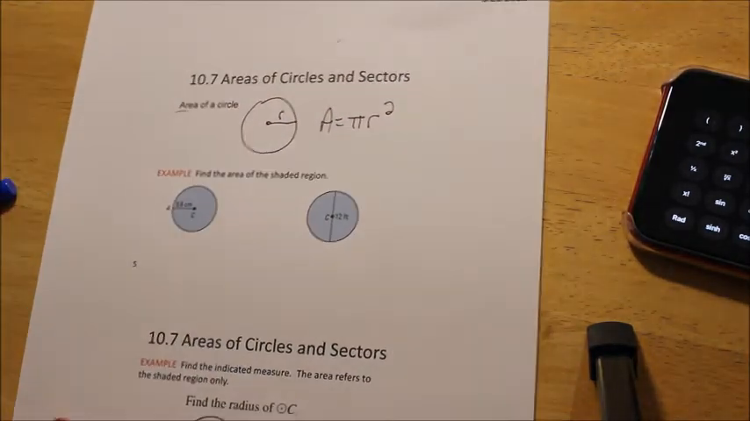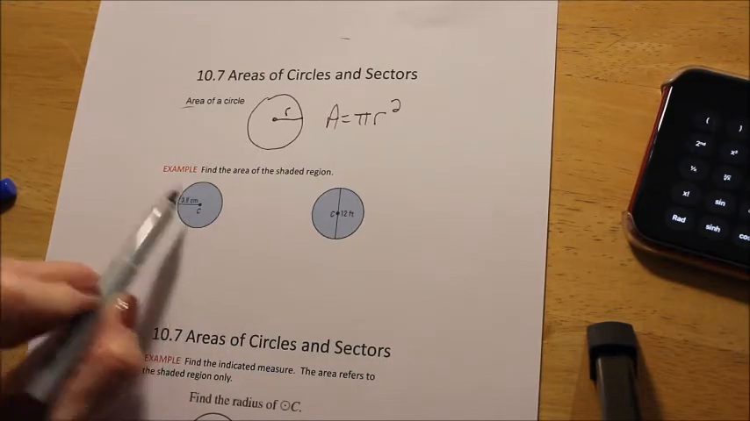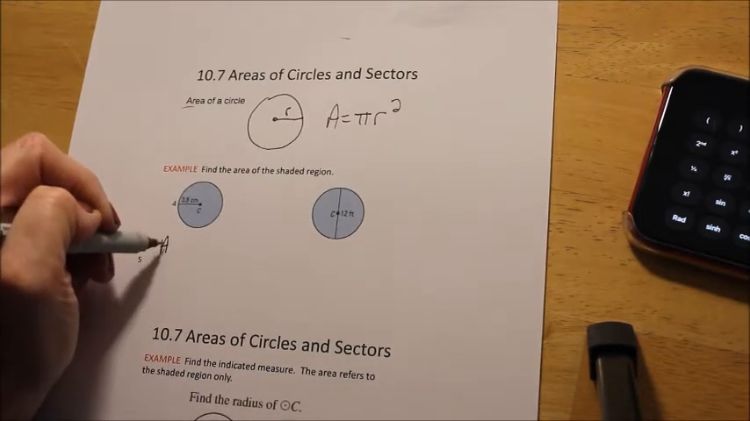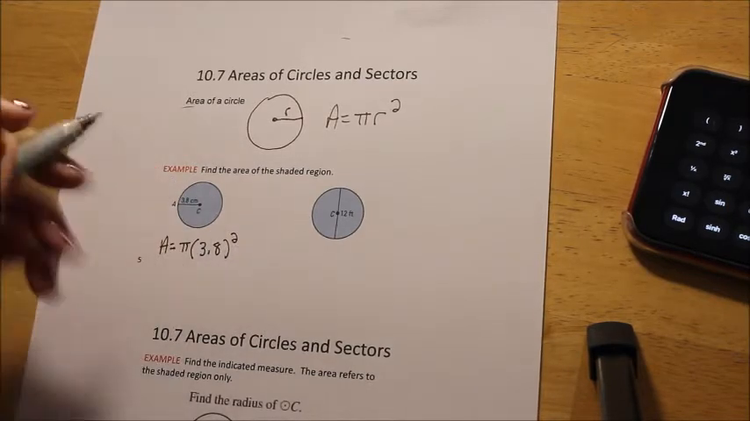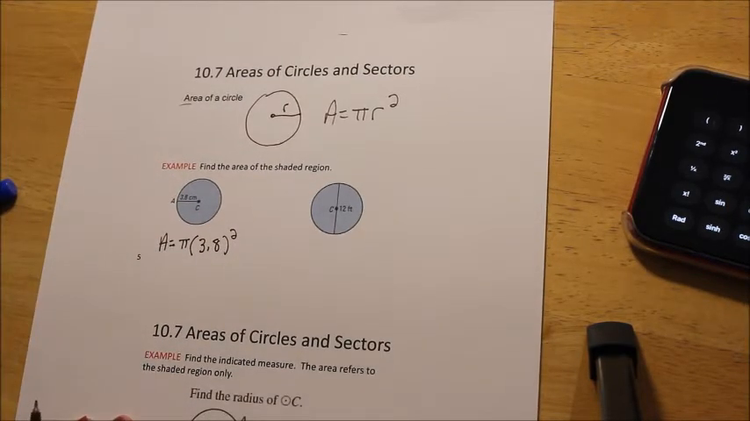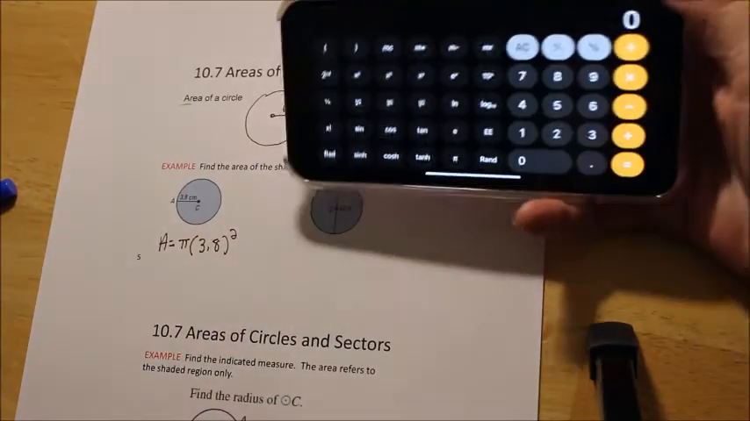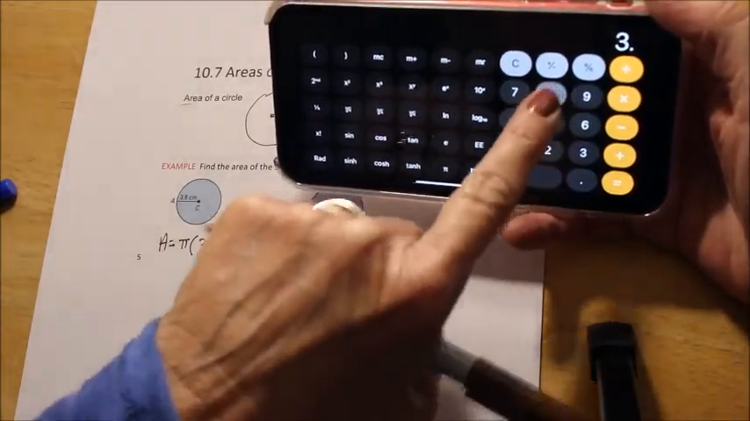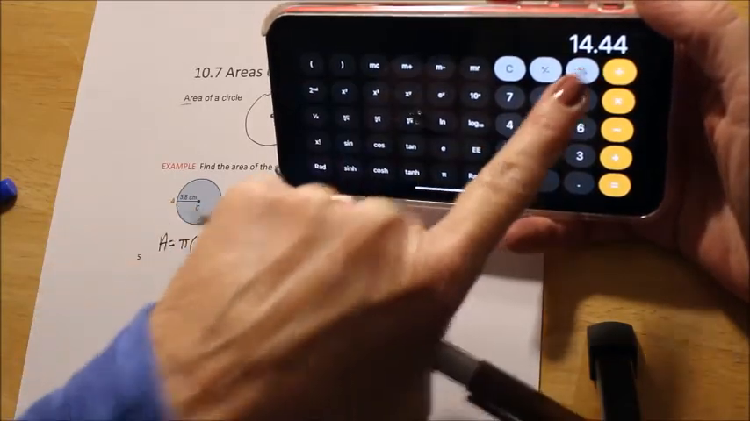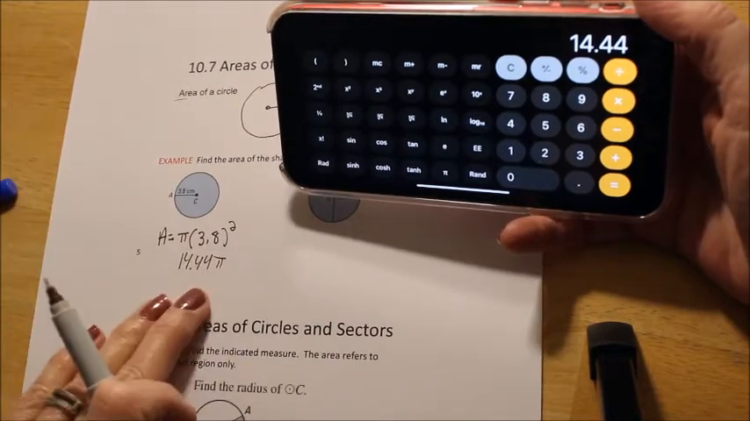That's the area. So if I wanted to find the area of the shaded region, which is the entire circle, I would say the area equals pi times 3.8 squared, right? And then I would just calculate that out. If the directions say leave it in terms of pi, then you don't need to calculate the pi out. As an example, if I said 3.8 to the second power, I get 14.44 pi. That would be in terms of pi.